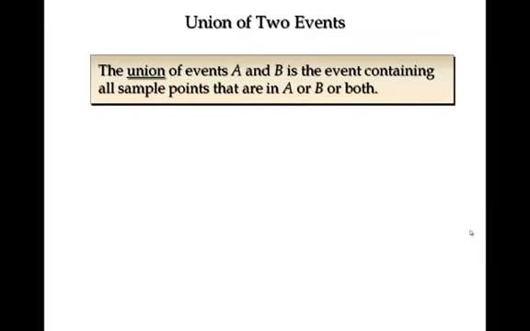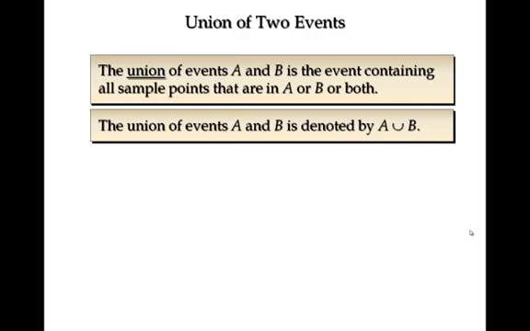What is the union of two events? It is just the event containing all sample points that are in A, or in B, or in both A and B. Mathematically, this is how we write it. The union of events is A union B.